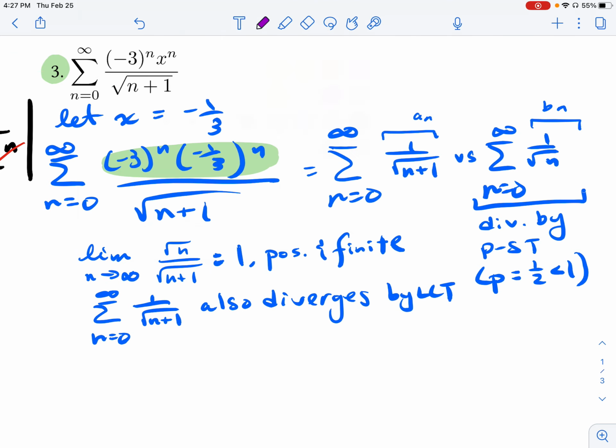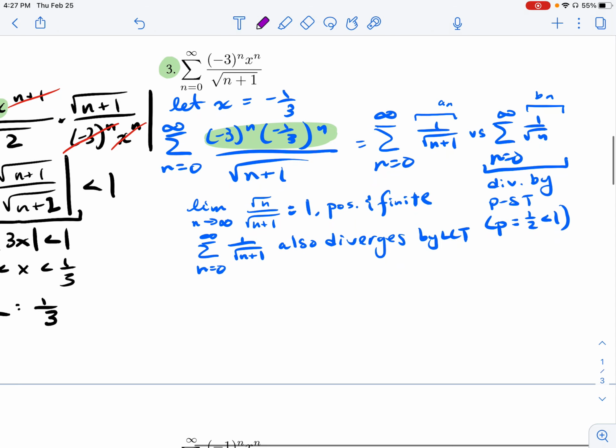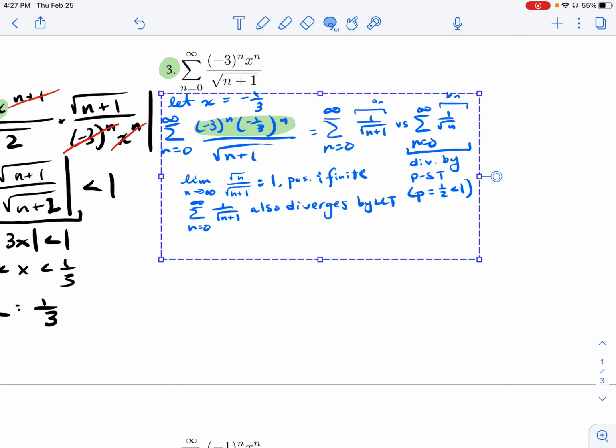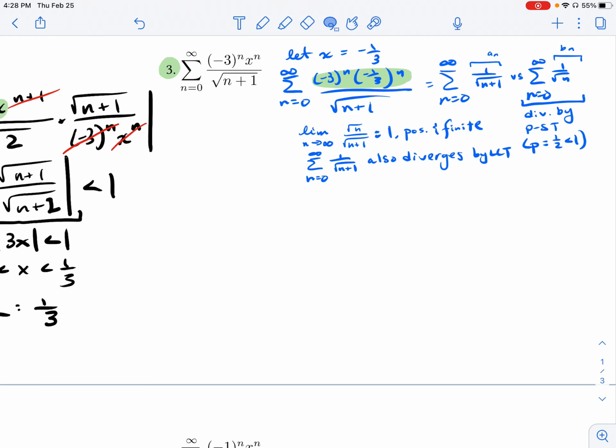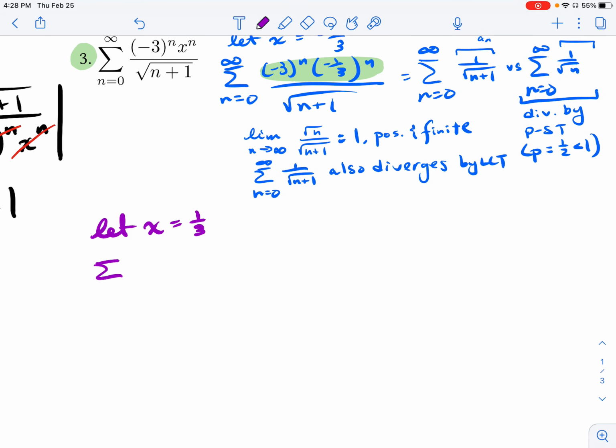Now, in my final color, let me go ahead and do the next part and see what happens when we plug in the other endpoint, when x is equal to 1/3. Let me make some space here, make this a little bit smaller, and move this to the side. All right, so when we plug 1/3 in, what do we get here? We get the following series.